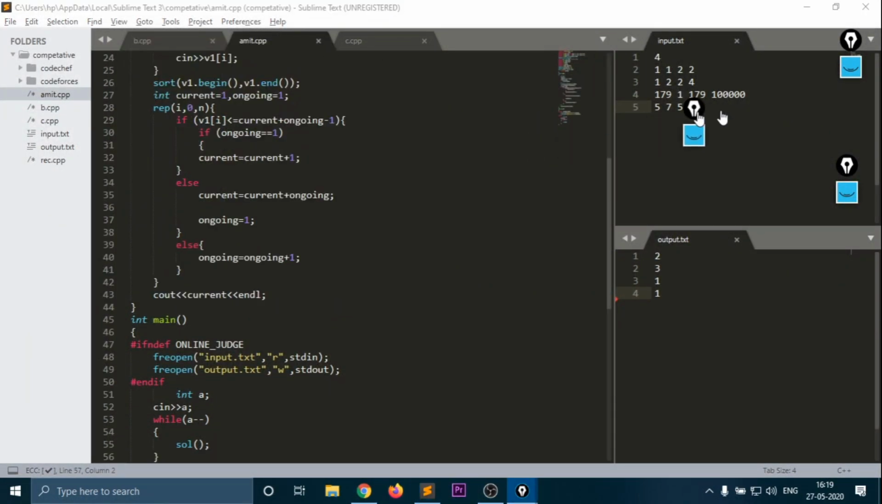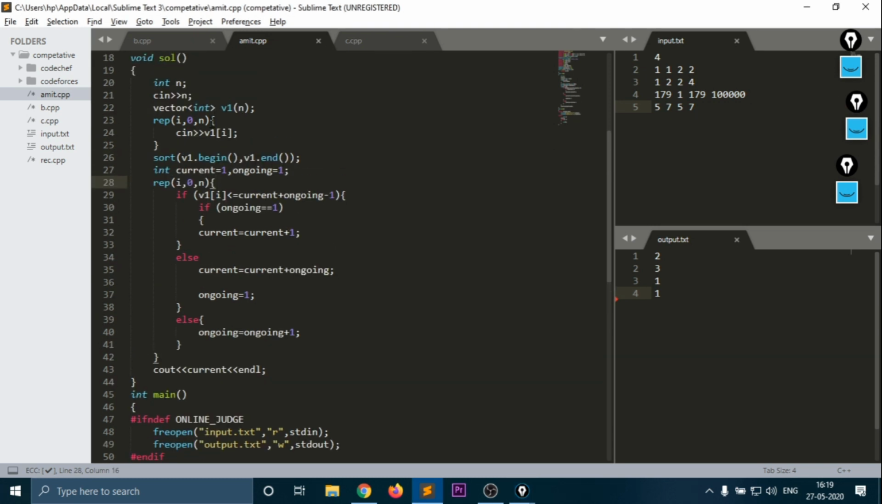The code for this we will check. We will first take the input, then we will sort it, then initialize current and ongoing. Current will be storing the number of current guests, and ongoing will be storing the standby guests. Then we are checking the current status, current plus ongoing, whether the condition is satisfied or not. If the condition is satisfied, then we will increment current and reinitialize ongoing. If not, then we will increment ongoing, and simply the answer will come.